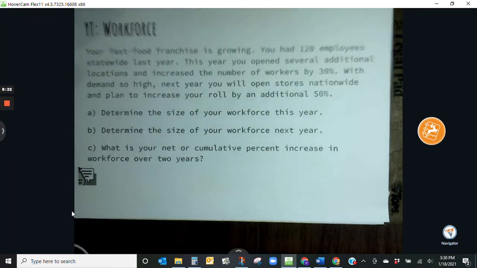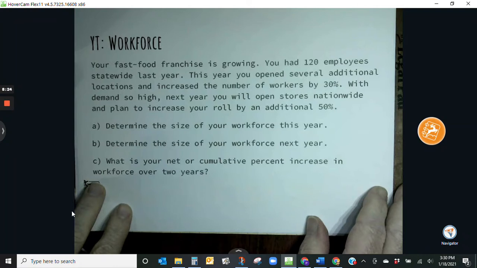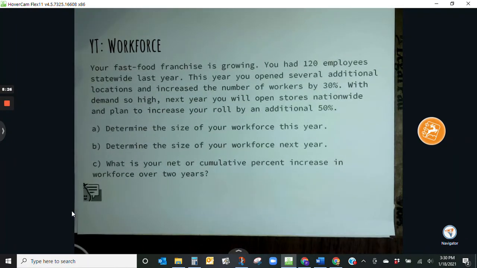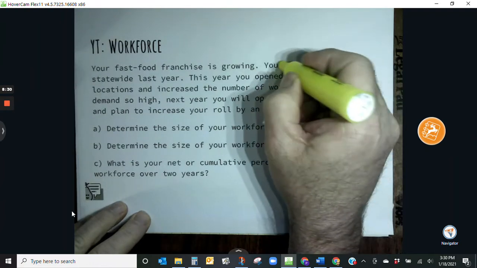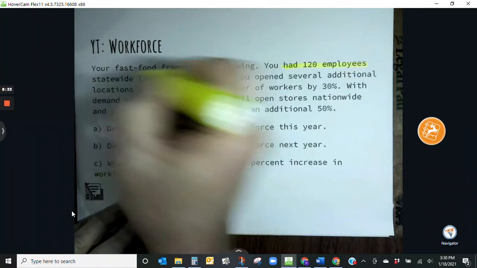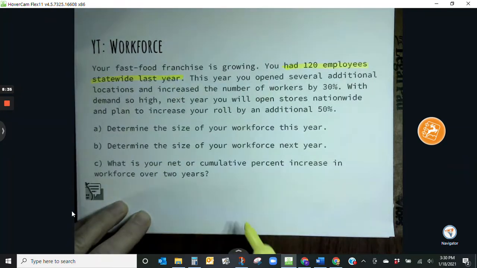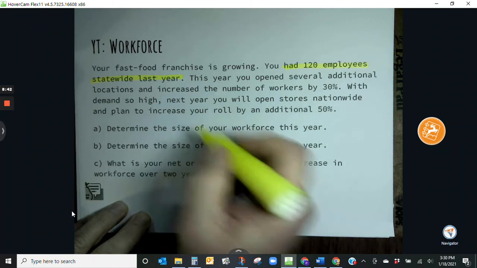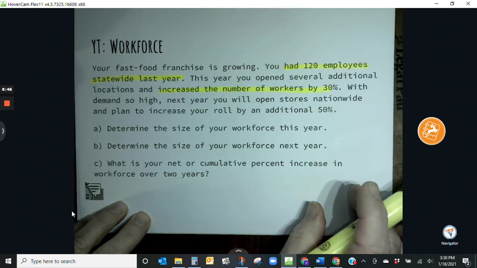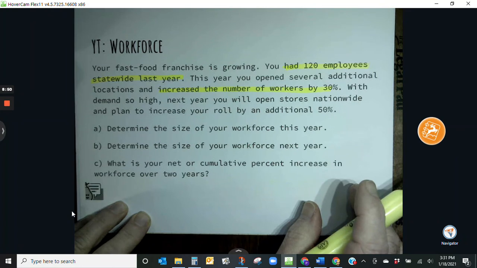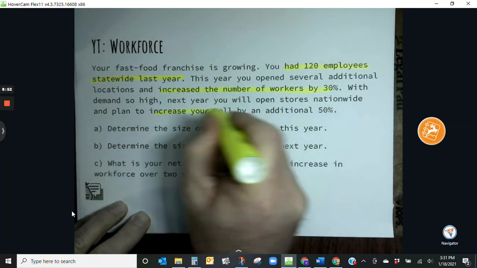A third example. Your fast food franchise is growing. You had 120 employees statewide last year. This year, you opened several additional locations and increased the number of workers by 30%. With demand so high, next year you will open stores nationwide and plan to increase your roll by another 50%.